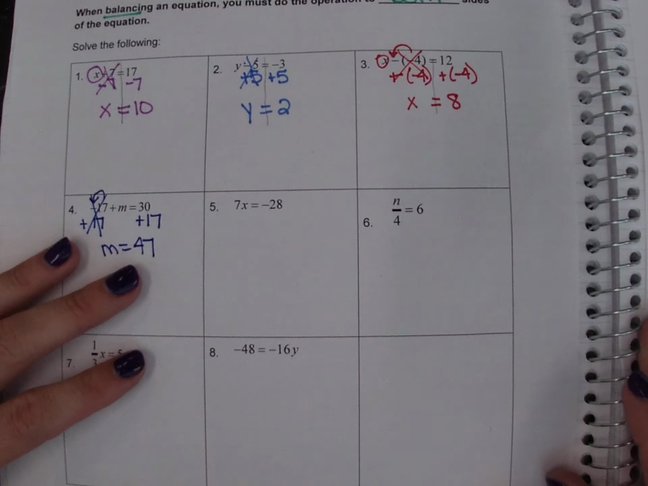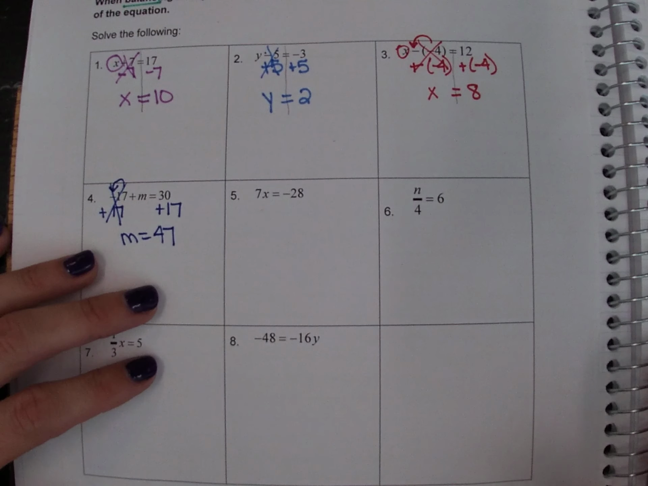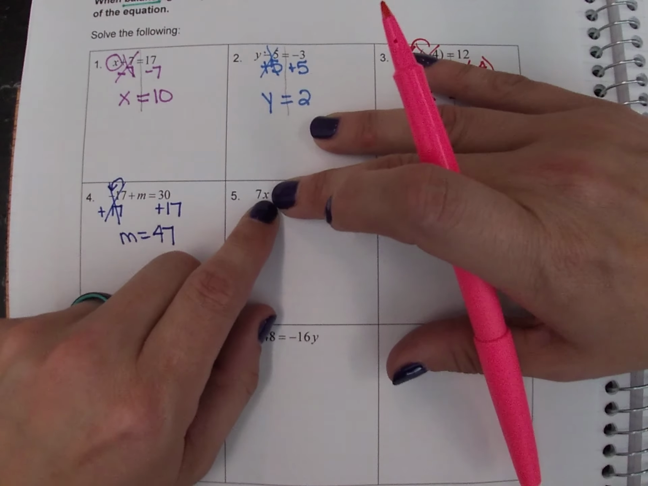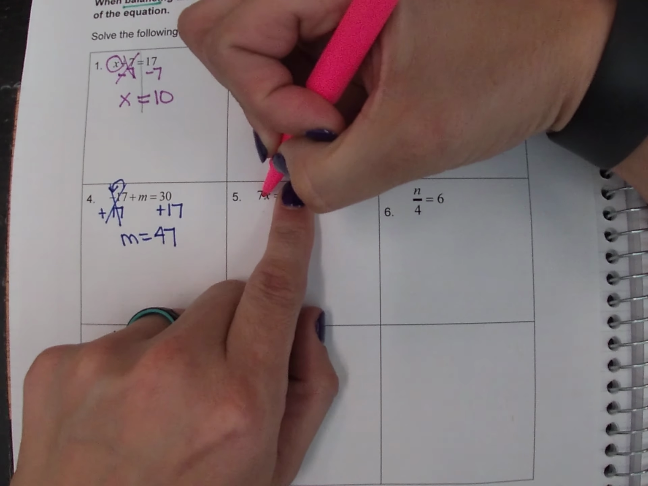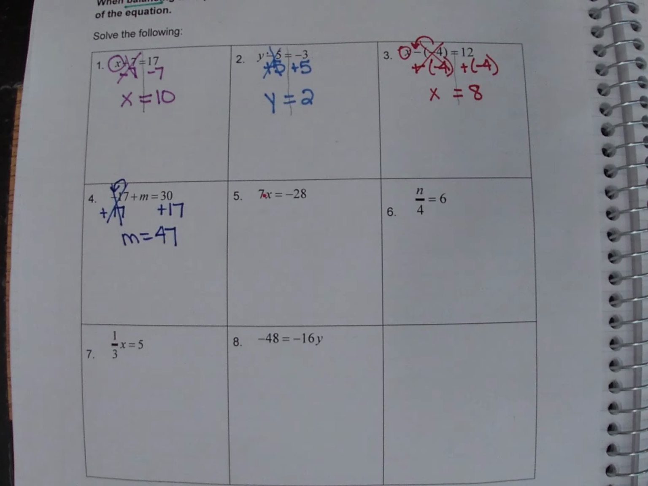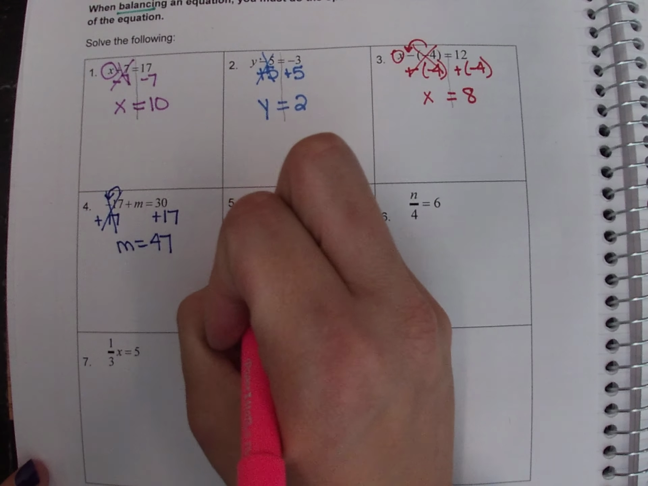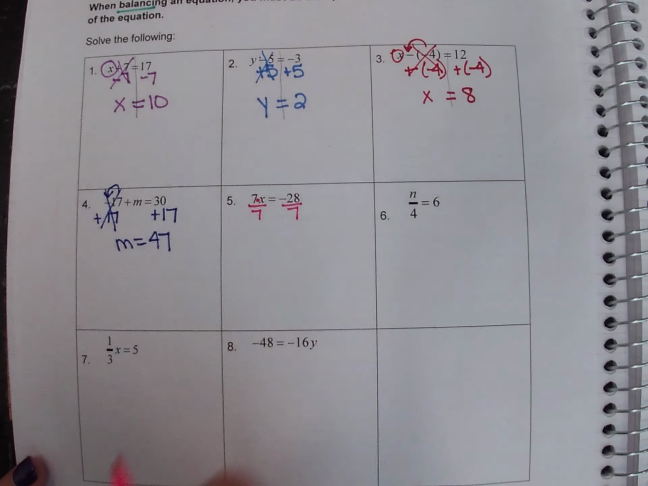We can also have multiplication and division. We still are following that same idea. So we're going to look at the side that the variable's on, and we're going to decide what our operation is. We need to get rid of this 7. And when we don't see an operation happening, that's really multiplication, we undo multiplication with division. Okay, so I'm going to undo multiplication with division.